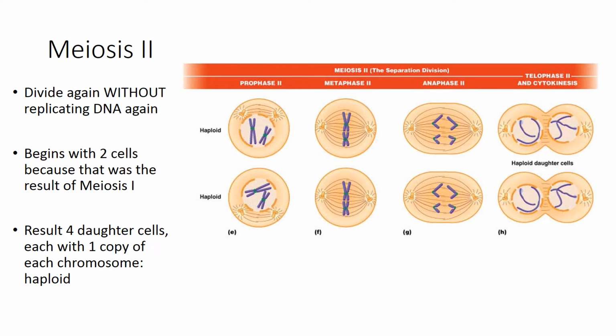Okay, so in meiosis 2, the sister chromatids split so that each of these new daughter cells that's going to occur each have 1 copy of each chromosome. So we started with 2 copies of each, and now we have 1 copy of each in each of those gametes.